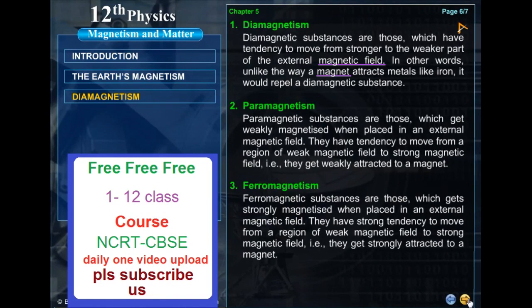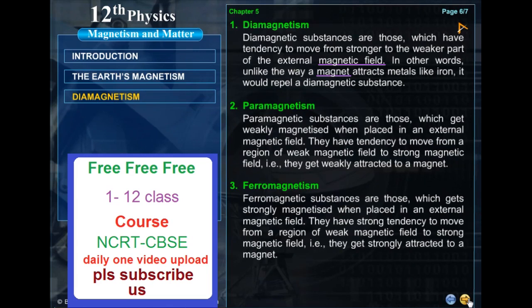Diamagnetic substances are those which have a tendency to move from the stronger to the weaker part of the external magnetic field. In other words, unlike the way a magnet attracts metal like iron, it would repel a diamagnetic substance.